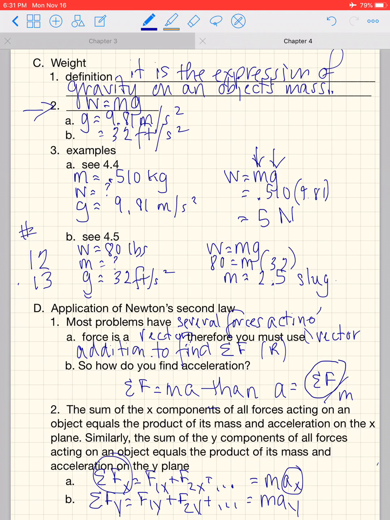It's just an application of sigma F equals m a, or a way of breaking it down into its component pieces so you actually can add F sub x and F sub y. You can add the forces up together.